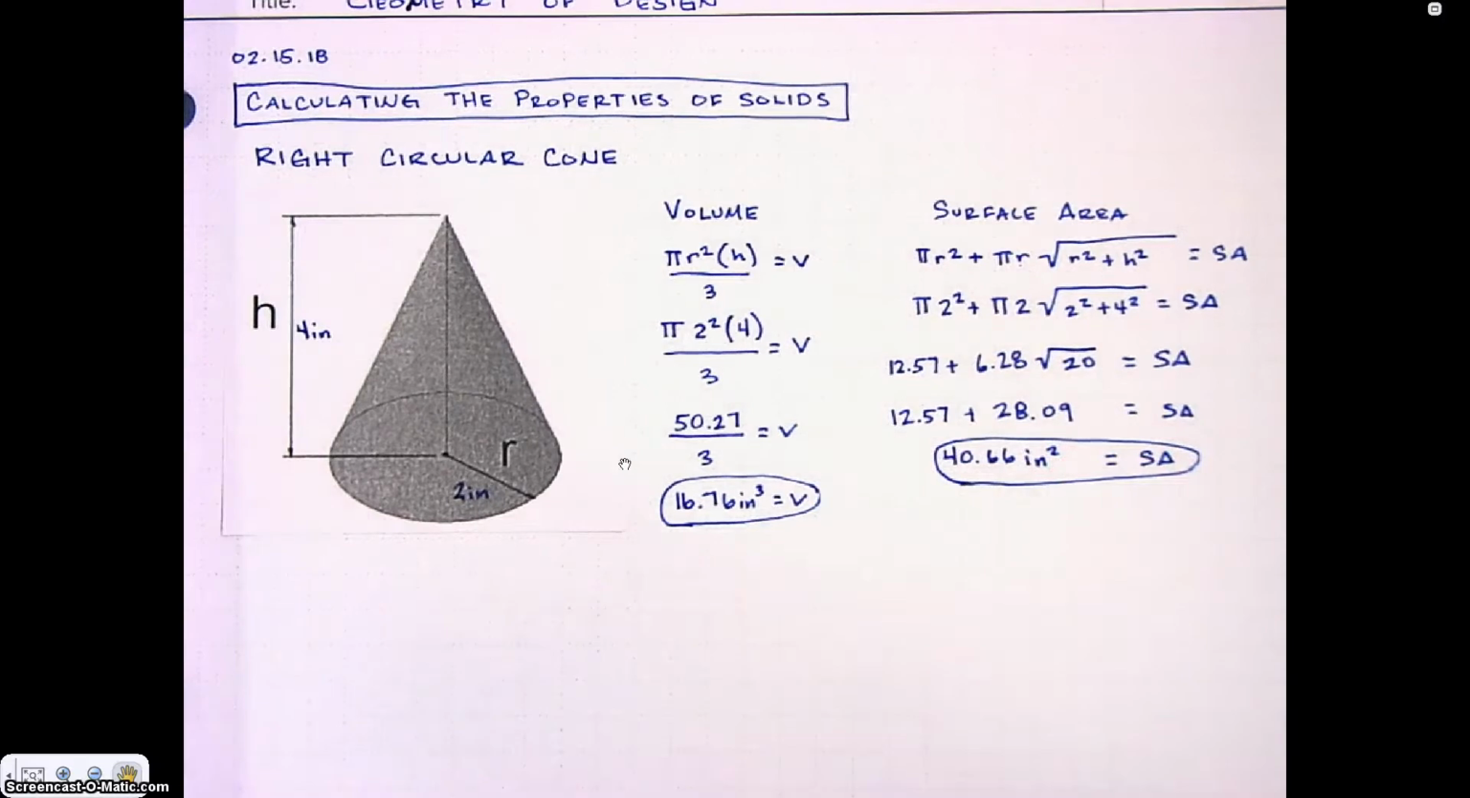So there's your examples of how to calculate volume and surface area for a right circular cone.